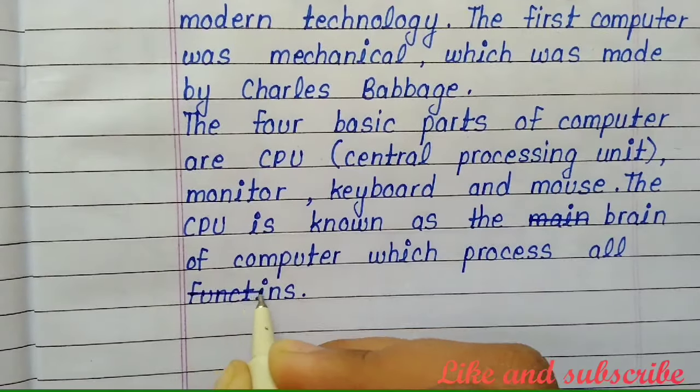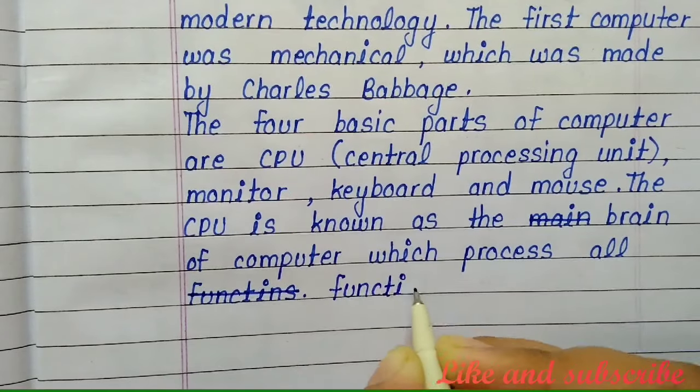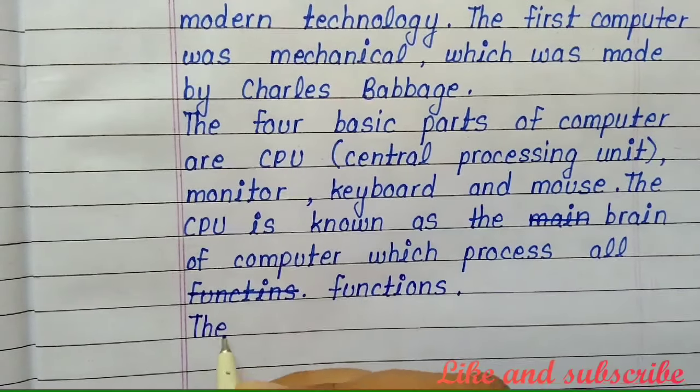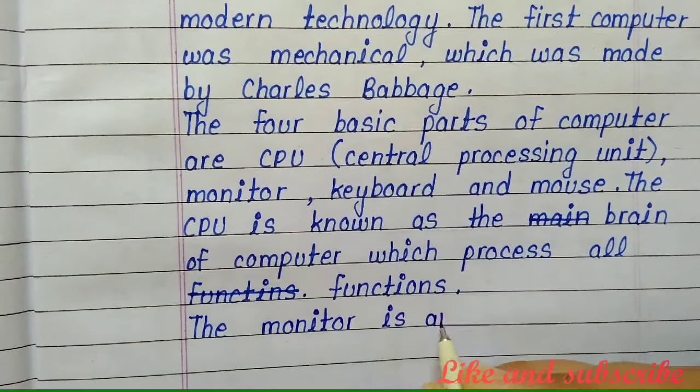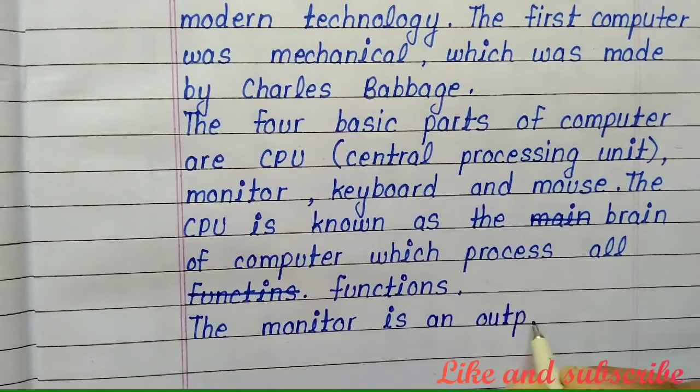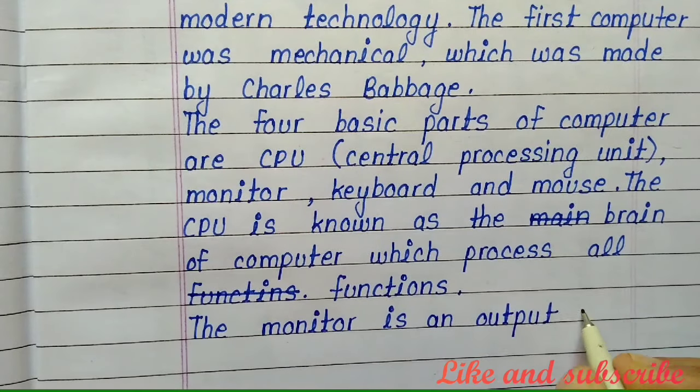The four basic parts of computer are CPU, central processing unit, monitor, keyboard and mouse. The CPU is known as the brain of computer, which processes all functions.